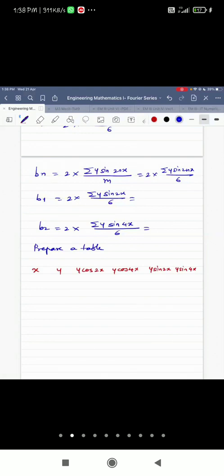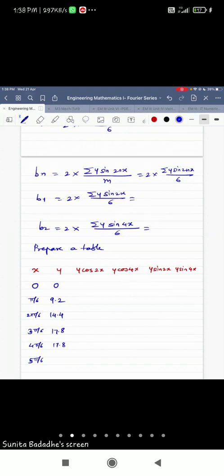And what are your x values? Let me write down the x values. X values are 0, then pi by 6, then 2 pi by 6, then 3 pi by 6, then 4 pi by 6, and then 5 pi by 6. These are your x values, right? What are your y values? Corresponding y values: 0, 9.2, 14.4, then 17.8, then 17.8 and 11.7. Write down all these values.